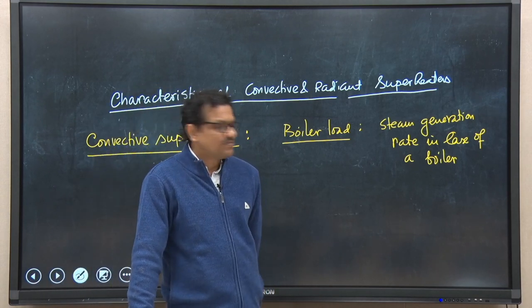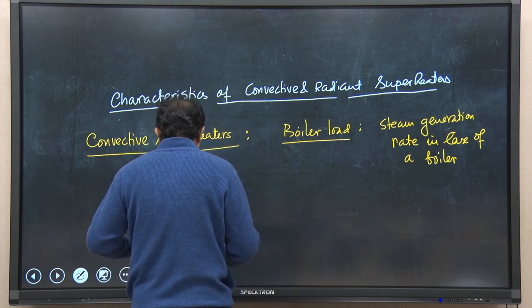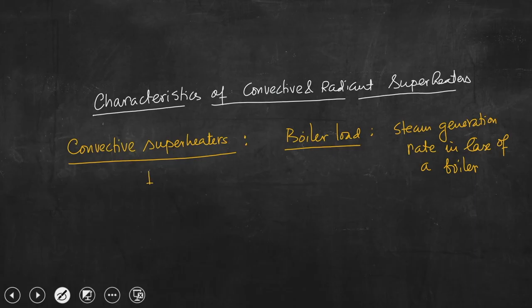You have studied steam generation rate in case of a boiler. If demand increases, demand of what? Power, definitely. So, from the power plant, if demand increases, what do we need to do? We need to have more amount of steam generation.